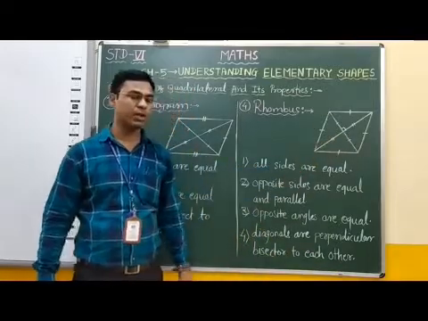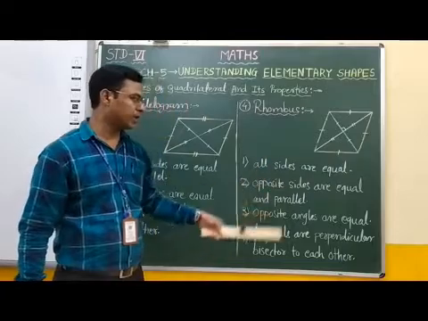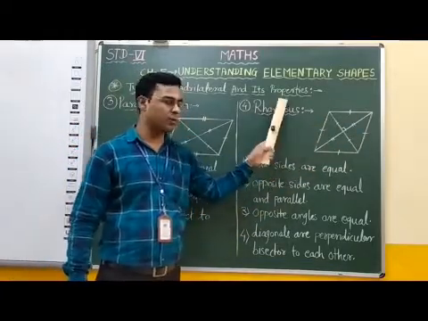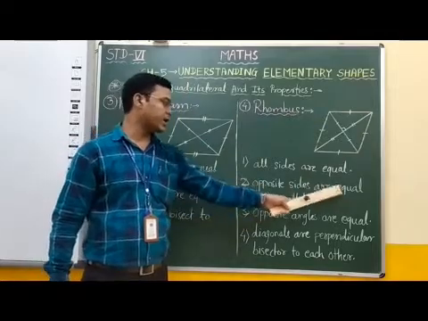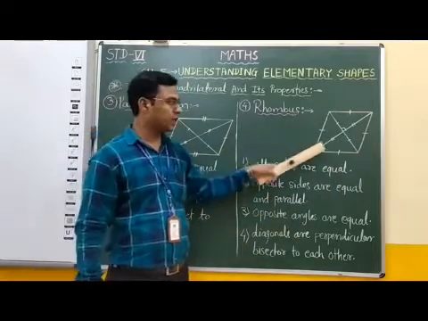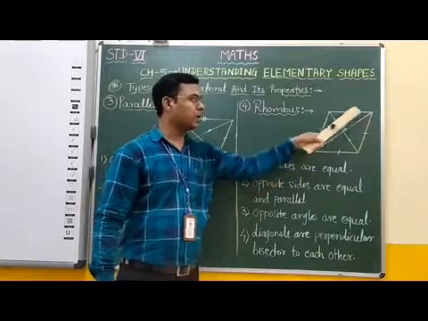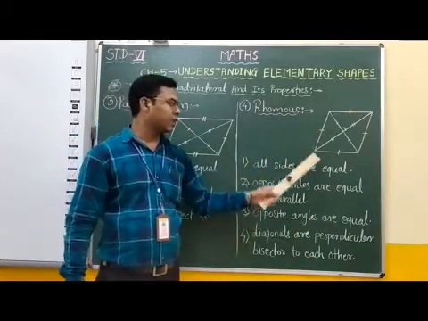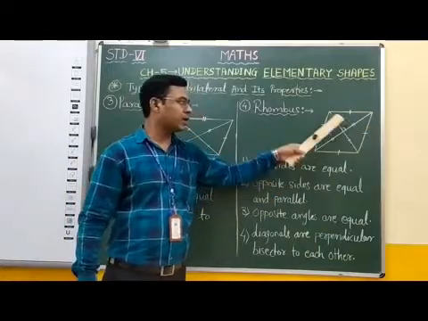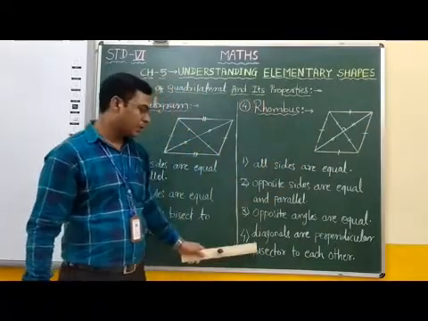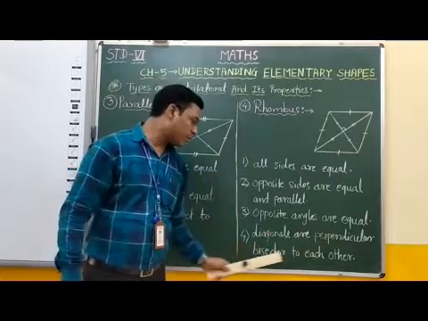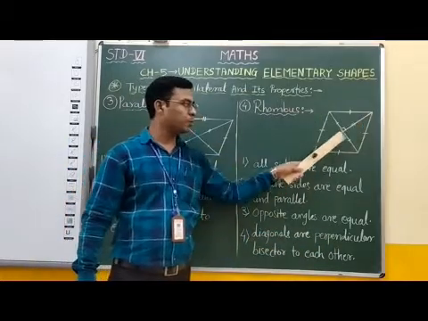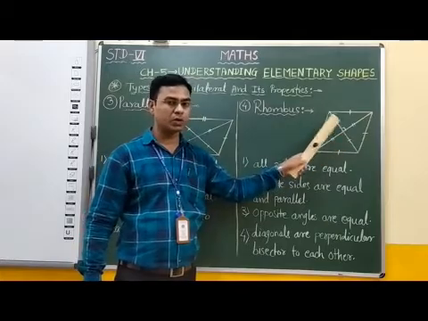Therefore, I repeat all these properties. All sides are equal in a rhombus. Opposite sides are equal and parallel. Opposite angles are equal, here opposite angles are equal in measure. Diagonals are perpendicular bisectors of each other.